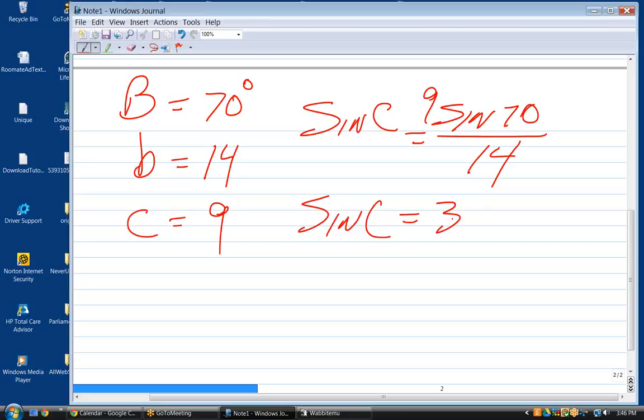37 degrees. What's the supplementary angle? It is 143. Is that a possible angle? No. And you'll find the closer this angle is to 90, the less likely it is to be ambiguous. So you have your ambiguous cases when this is a smaller angle, usually.